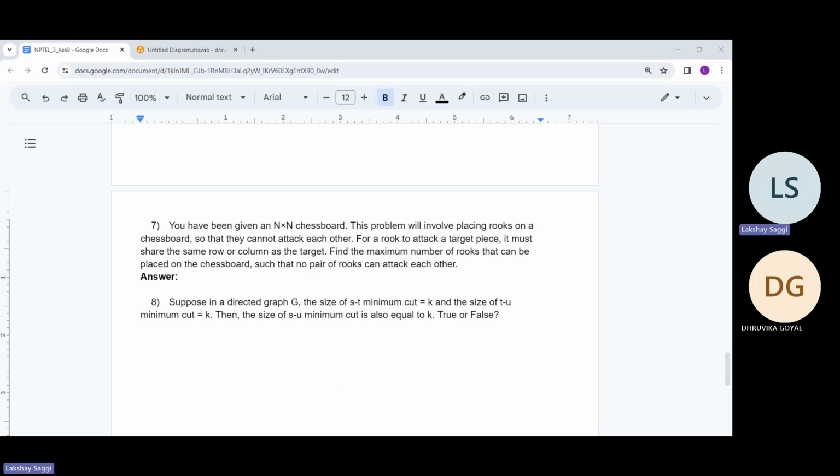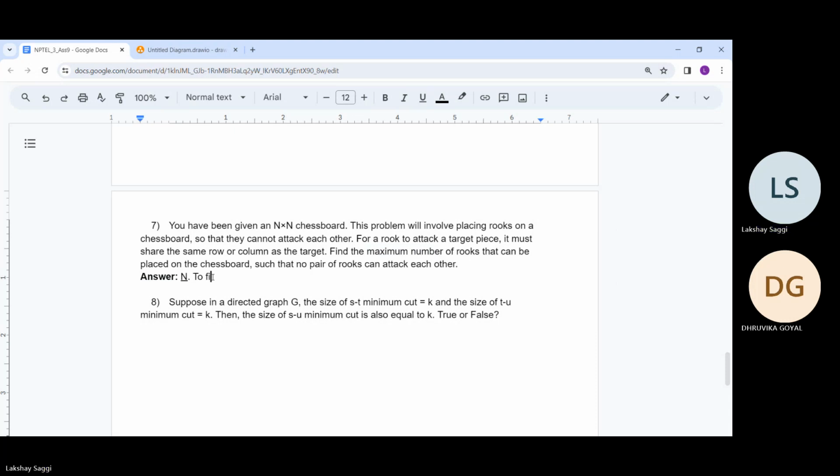Okay, so Dhruvika is saying that the answer should be n. So yeah, good job, Dhruvika. Actually, the answer is correct. The answer should be n only. And the idea is, we want to find out the maximum number of rooks that can be placed, right? To find out the maximum, what we essentially need to say is we want to give a placement in which we actually obtain n rooks. And we also want to say that there cannot exist a placement where more than n rooks can be placed.